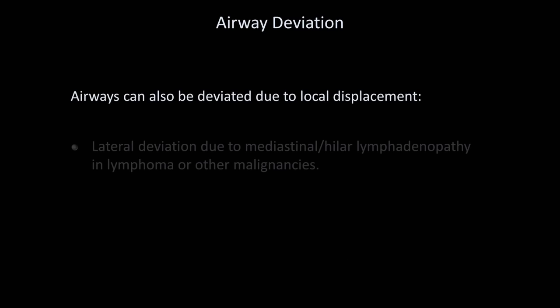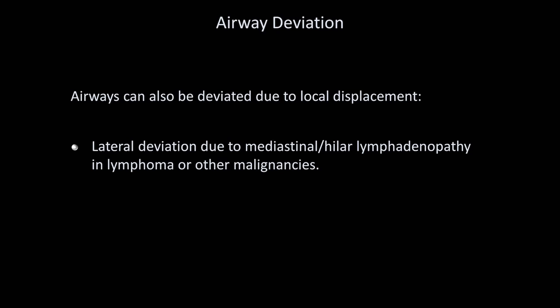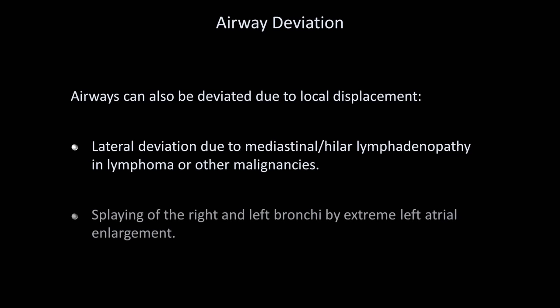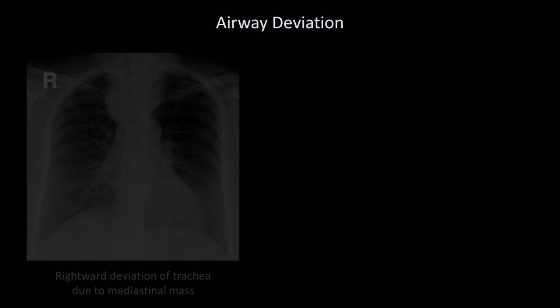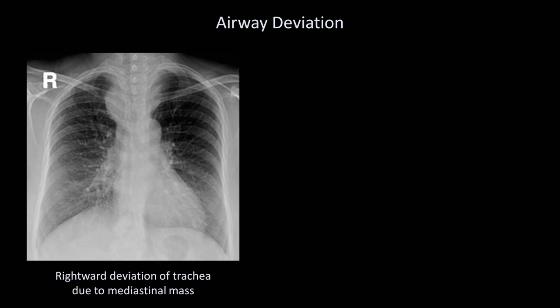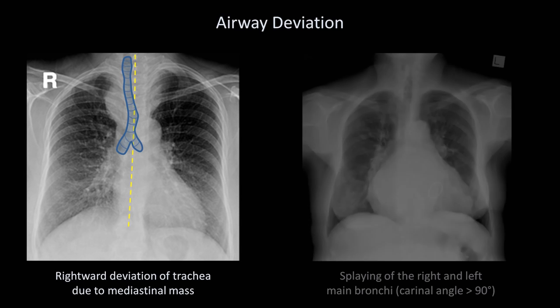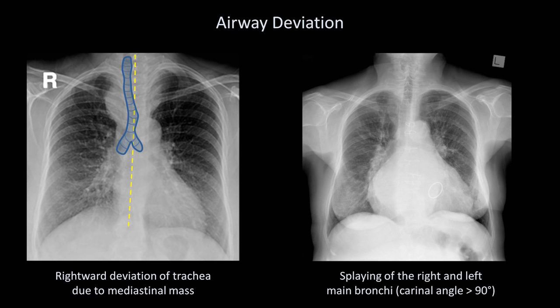Airways can also be deviated due to local displacement. There can be lateral deviation from mediastinal or hilar lymphadenopathy in lymphoma, or a mass from other malignancies. And there can be splaying of the right and left bronchi by extreme left atrial enlargement. Here's an example of rightward deviation of the trachea due to a large mediastinal mass, which turned out to be an enormous goiter. And here is an example of splaying of the right and left main bronchi from left atrial enlargement.